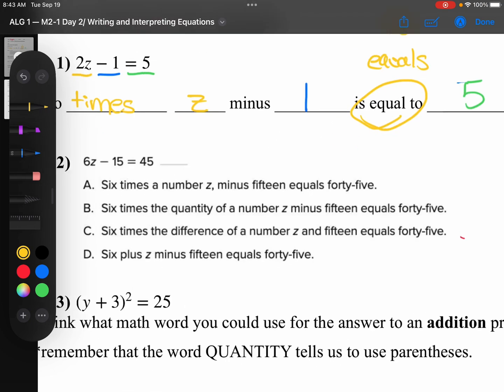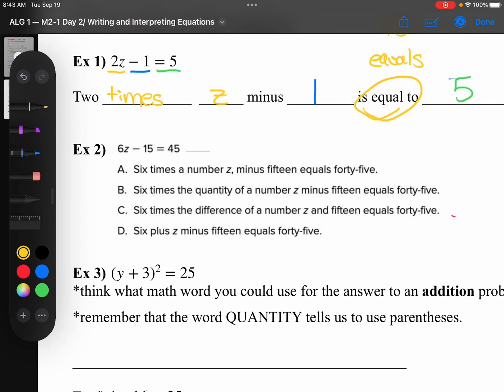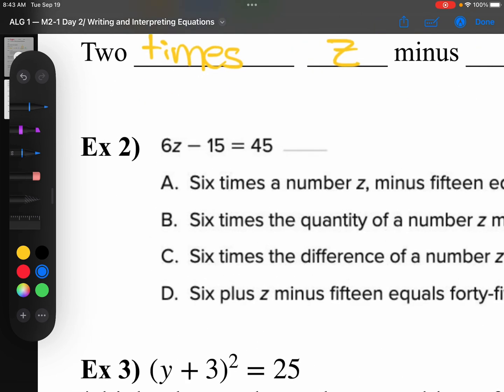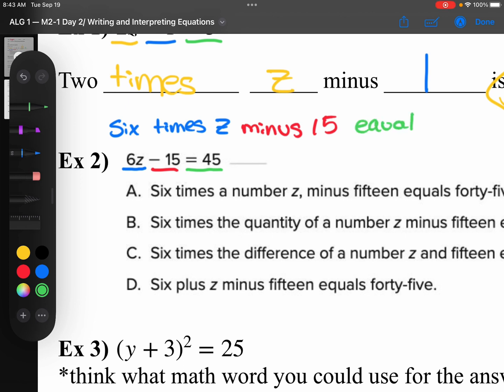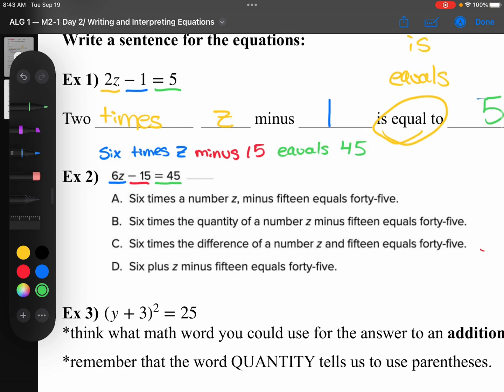Okay, so example 2. We are going to find the correct answer here. So first things first, I'm just going to read it exactly how it sounds. And then I'm going to translate it and see which one closely matches with my translation. So I have 6z, which we will write as 6 times z, and then I have minus 15, and then we have equals 45. Okay, so we're going to see which one matches with that.